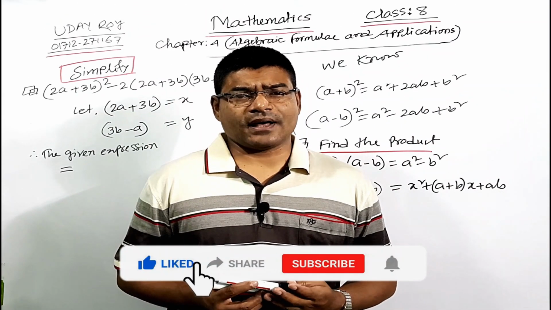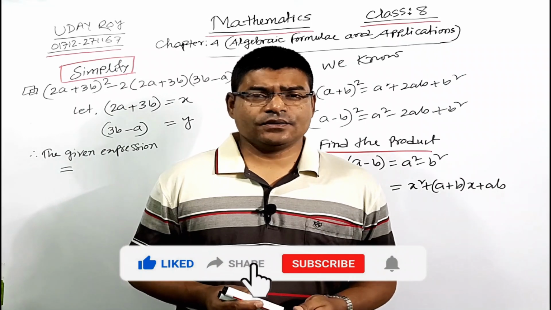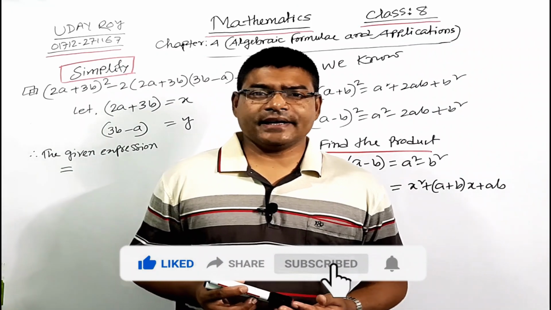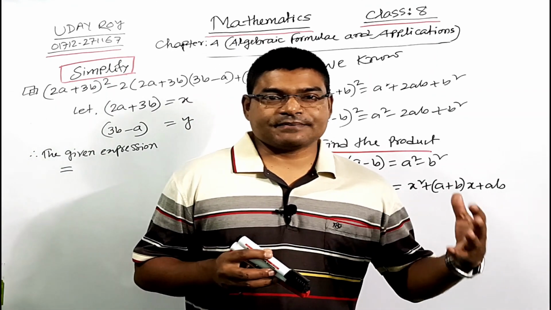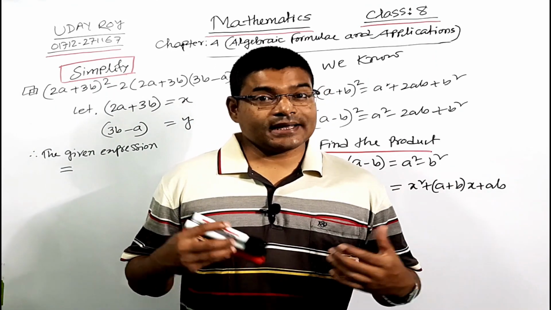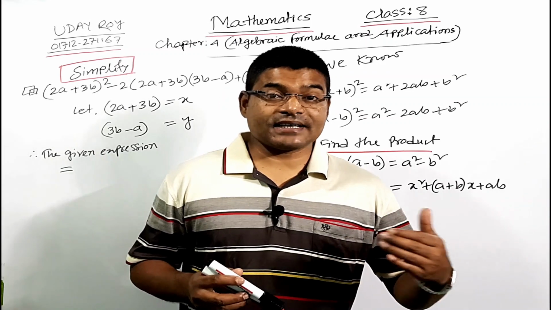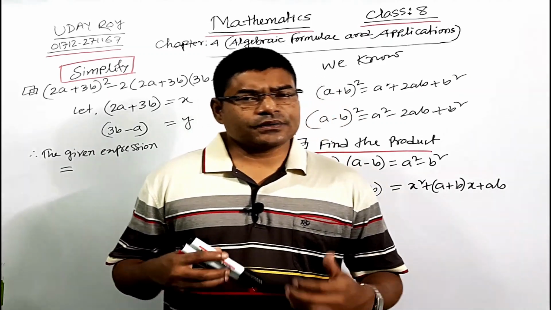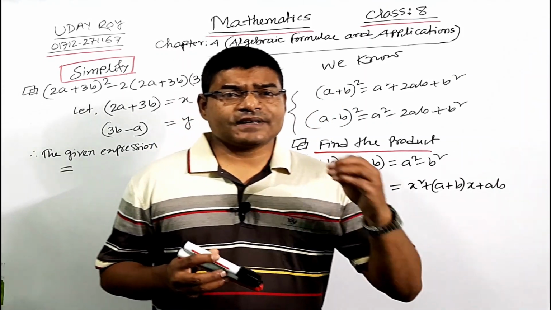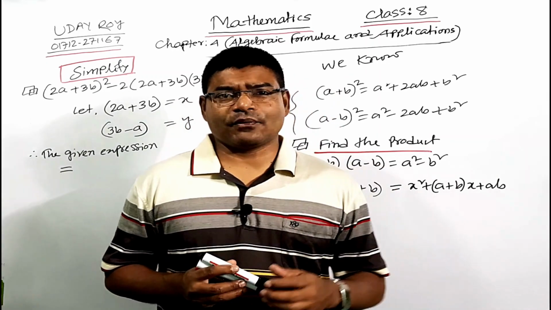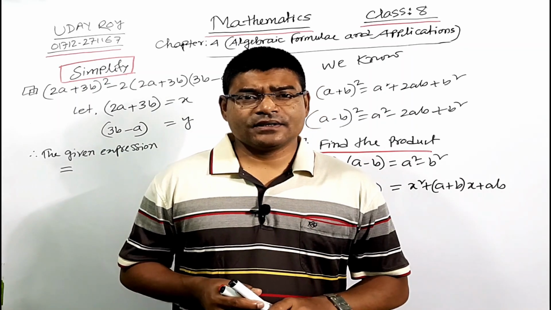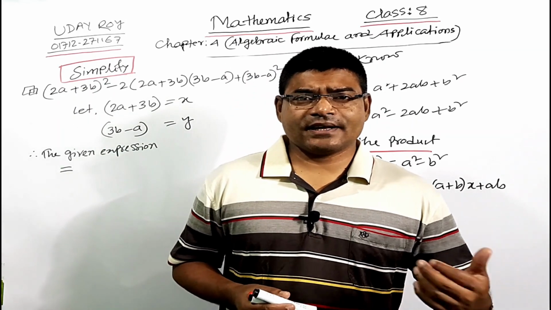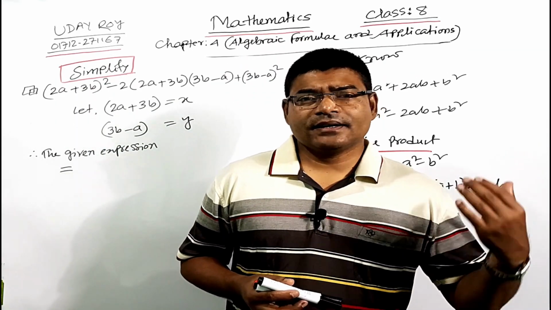Welcome back to new class, new topic, new lecture. In the first lecture we have already learned to find the square by various methods: (a plus b) whole square, (a minus b) whole square and (a plus b plus c) whole square. Today we will learn simplify, find the product and find the value, show that and prove that. So let's come back. Firstly, today we will learn simplify.